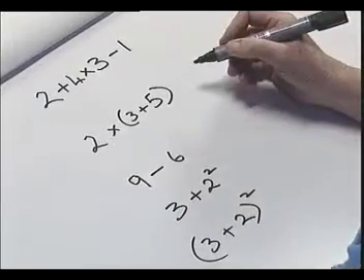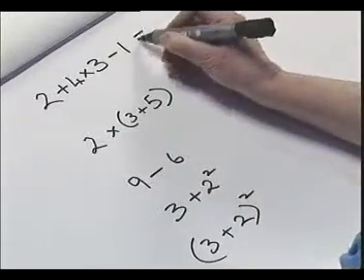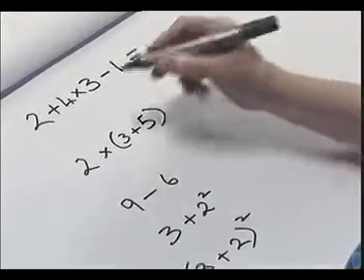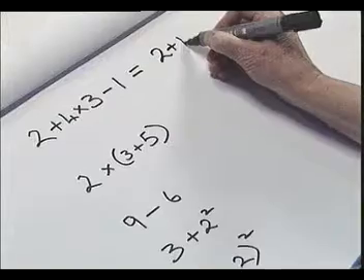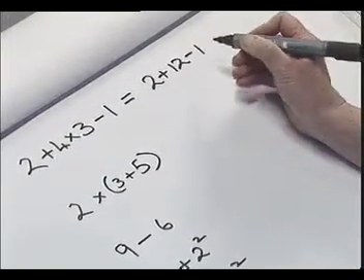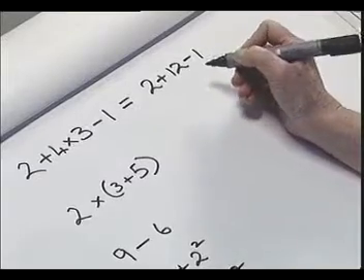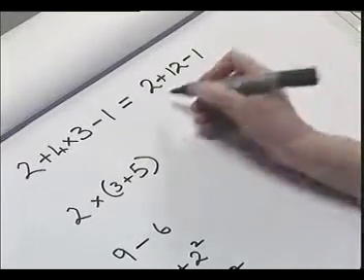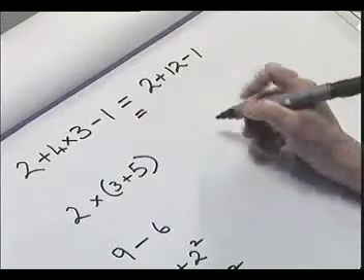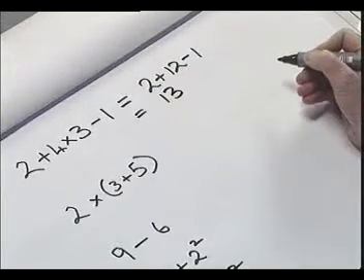Now, using BODMAS, we should have no problem working out this expression. We do the times first, so it's 2, add 12, minus 1. Now, the addition and subtraction have the same order of priority, so we work from left to right. That's 2 plus 12, which is 14, minus 1, which is 13.